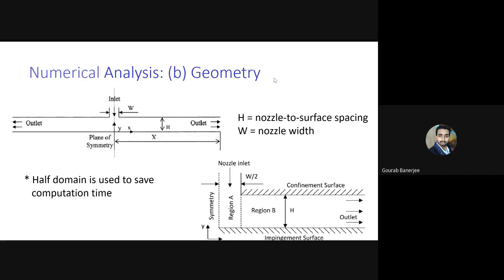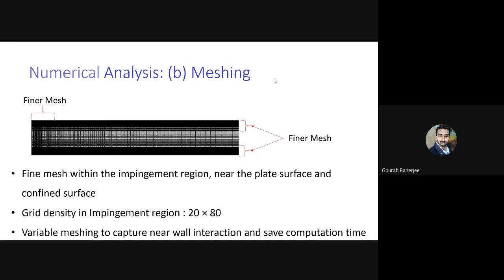Region B shows the downstream region, where after hitting the hot plate or the impingement surface, the fluid flows, and region A is the stagnation region or the impingement zone. This is the meshing that has been done. Now, for the sake of simplicity, we have left out the grid independence test results over here.